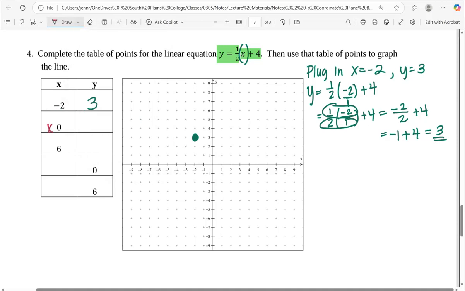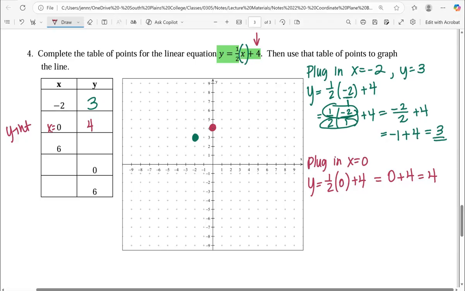Next up, we're going to plug in x to be 0. So I have y equals 1/2, plug in 0, and a plus 4. Well, 0 times anything is 0. When I add 4 to that, I get 4. This is our y-intercept. And as we move forward, we'll notice that that was written directly into our equation. 0, 4 ends up at 4 on the y-axis.